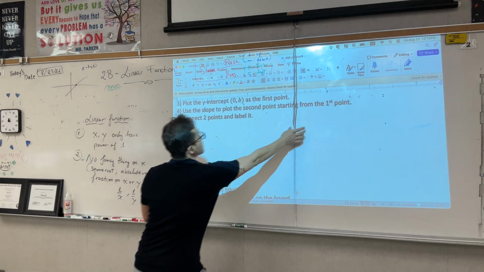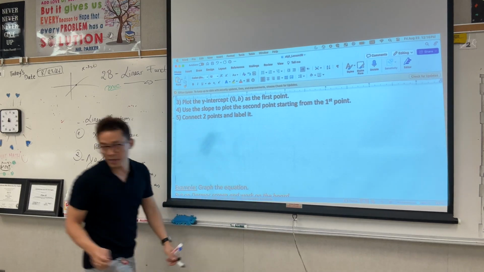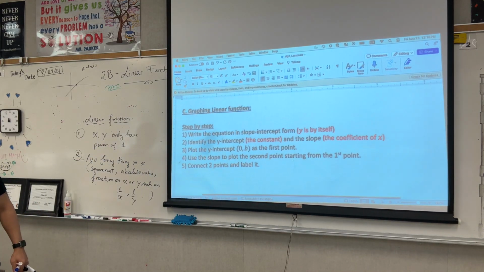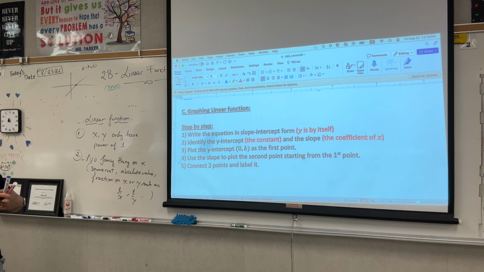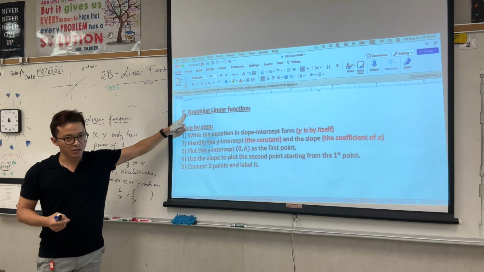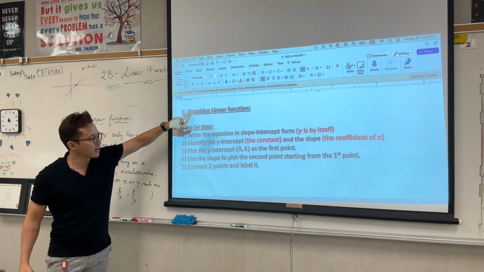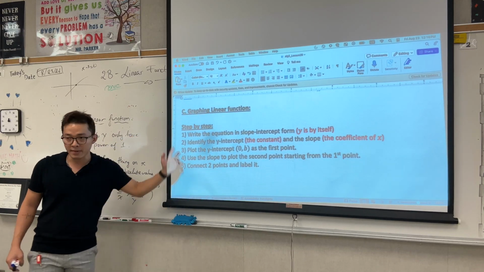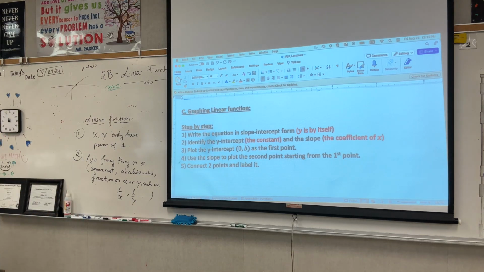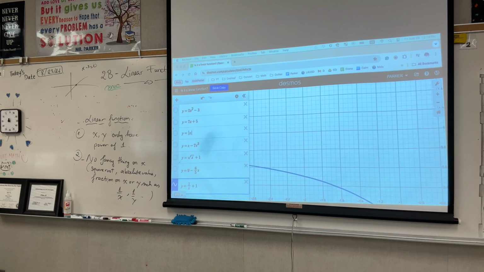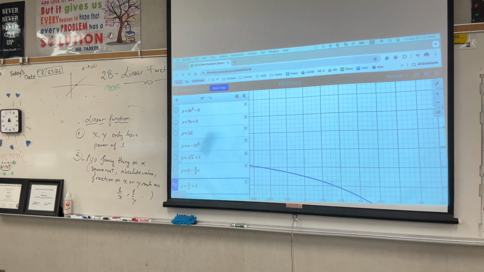Let me put this one back. Okay, so graphing linear function. The A is the slope, B is the linear function, and that's why I have C. C is the last part, the graphing linear function. Step by step, let's write down, okay? Let's write down for now. Take good time to do it.